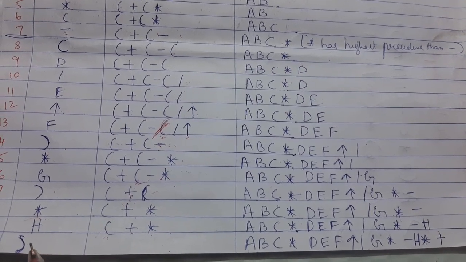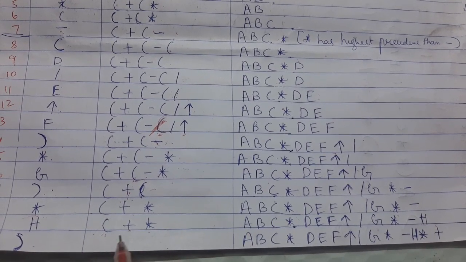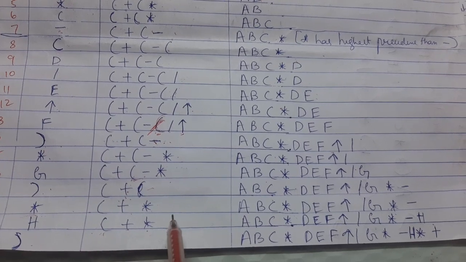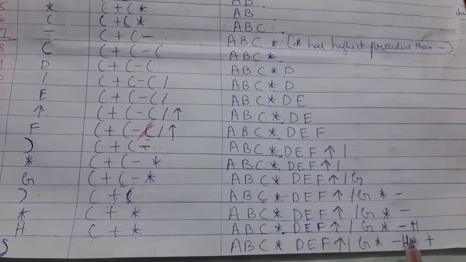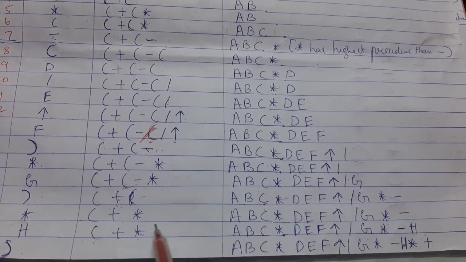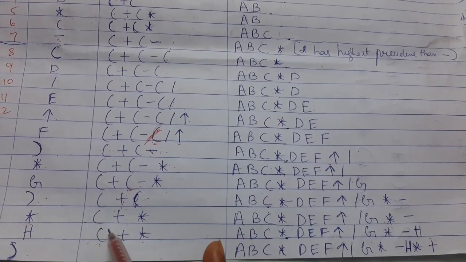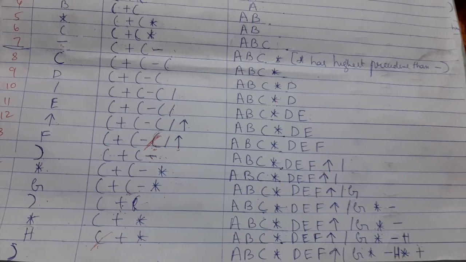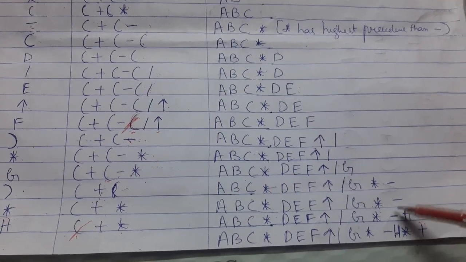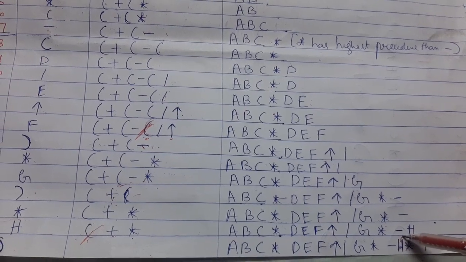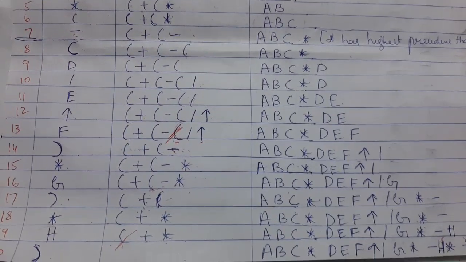Next we encounter a right parenthesis, pop all the elements till you encounter a left parenthesis and cancel it. First I have taken star out, then I have taken plus out, and now we have encountered the left parenthesis and we have to cancel it. So this is the final expression, and we have converted an infix expression to a postfix expression.